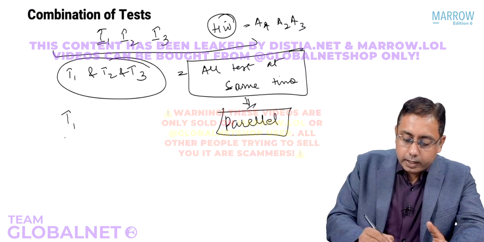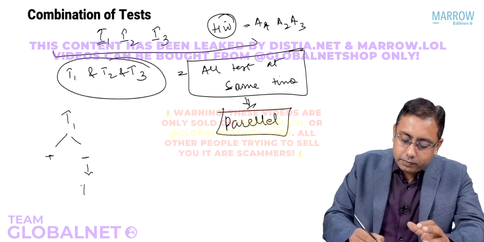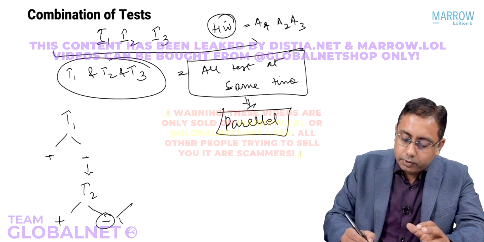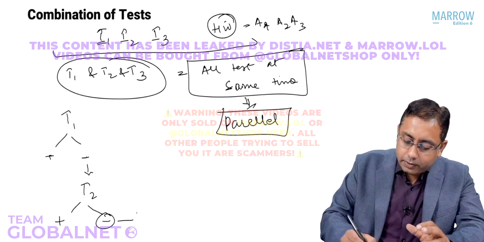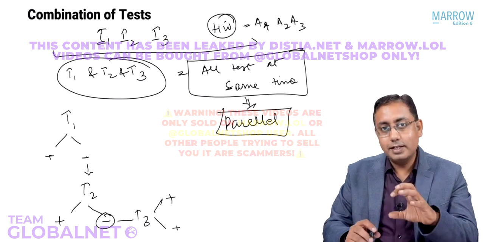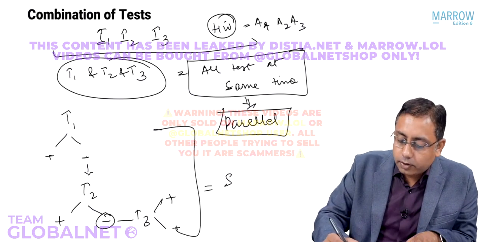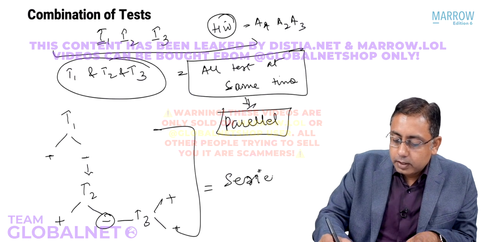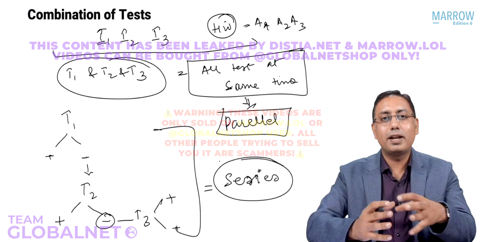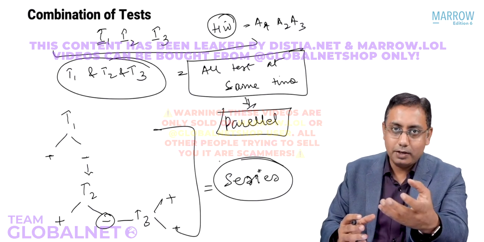But if you do test 1 and then find out whether it is positive or negative, and then you do test 2, which is positive or negative. And in case it is negative, only then I will do test 3, which is positive or negative. So this testing where you have conditions applied is a conditional testing. It is called testing in series. So the combination of tests can be in two ways: either testing in parallel or testing in series. Are we good with this?